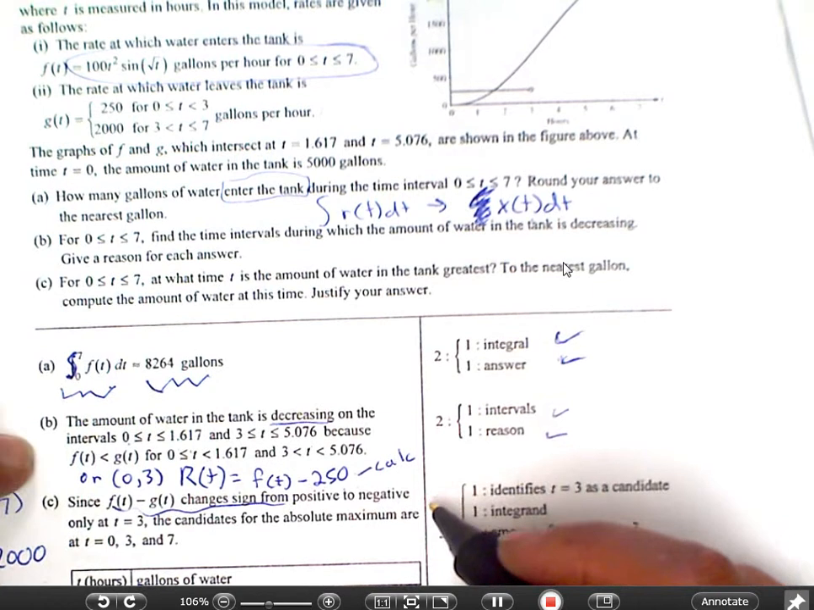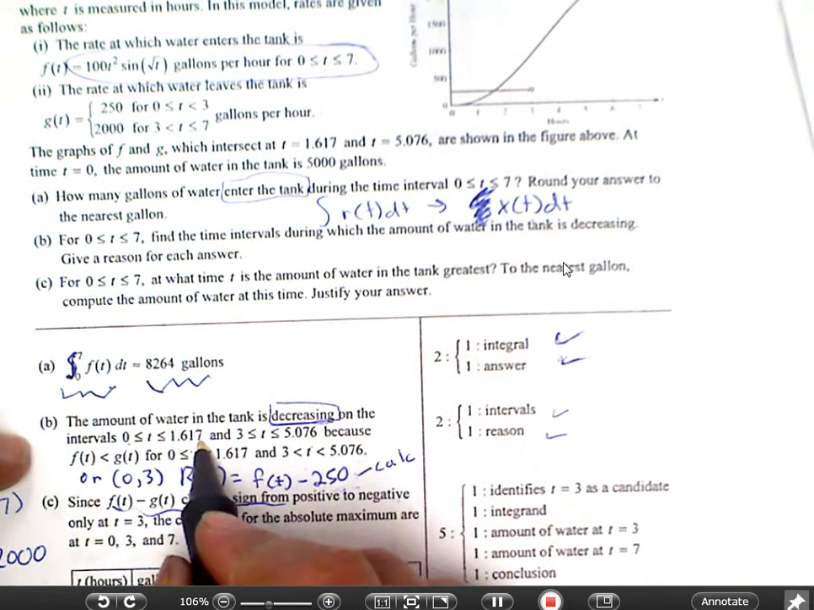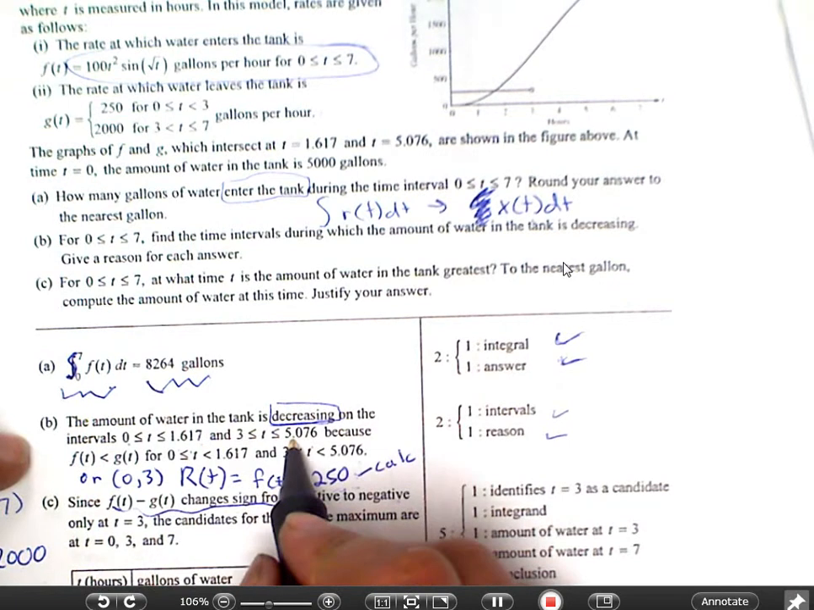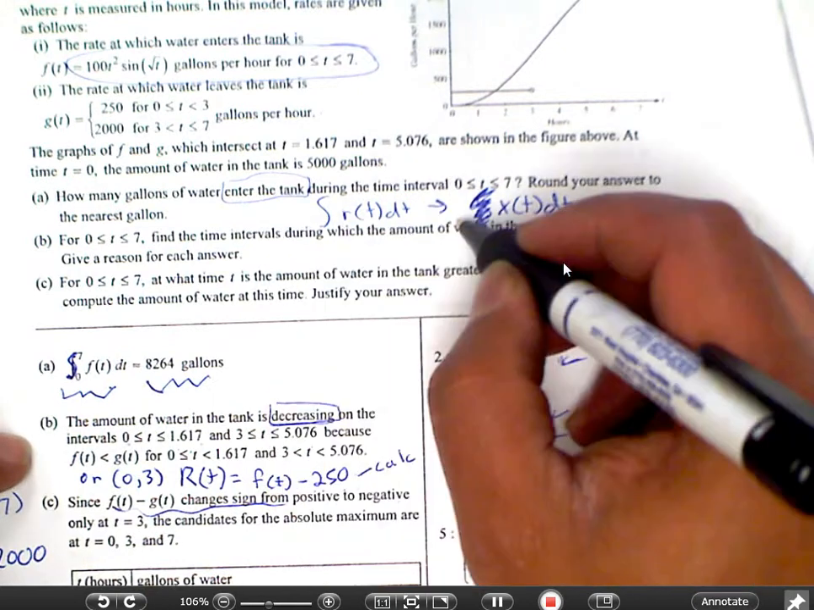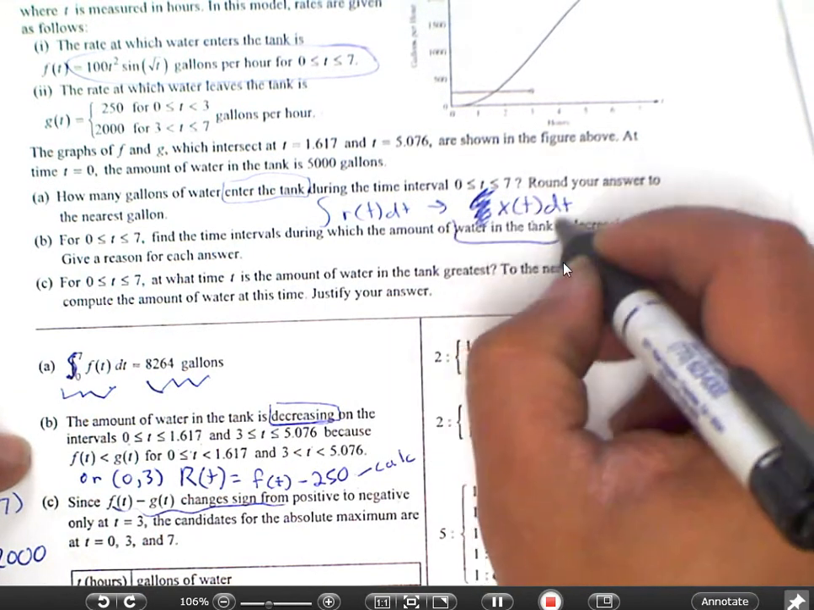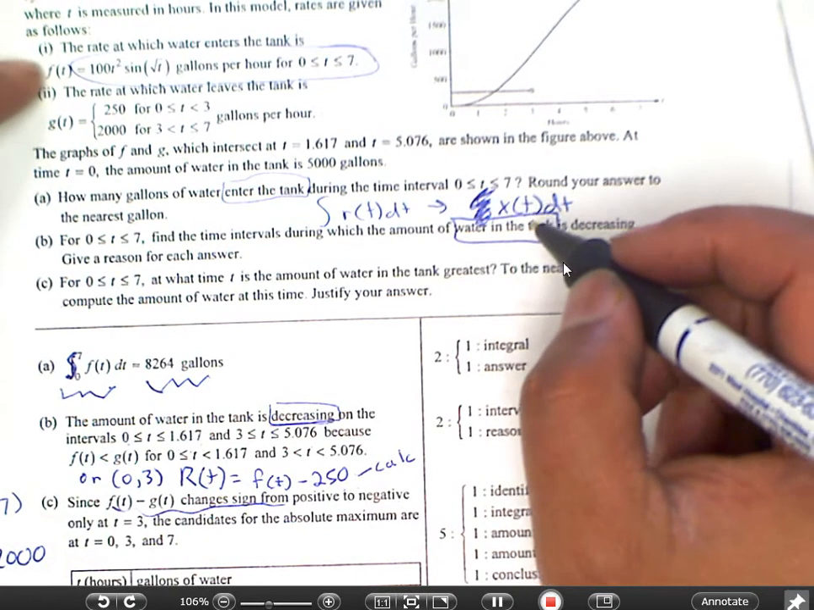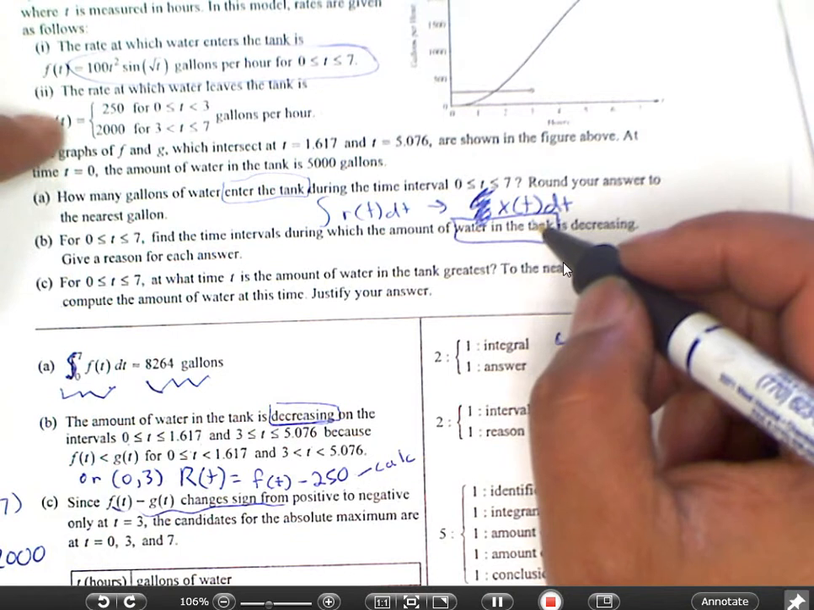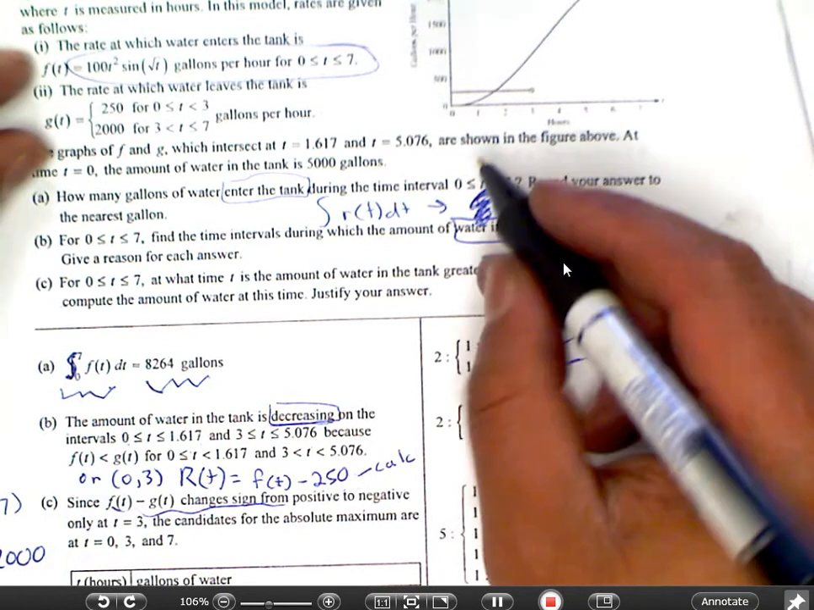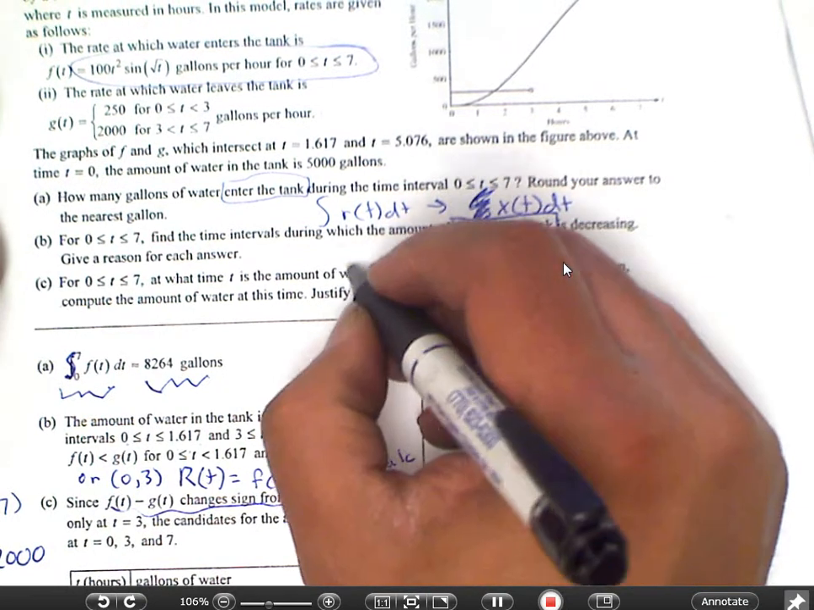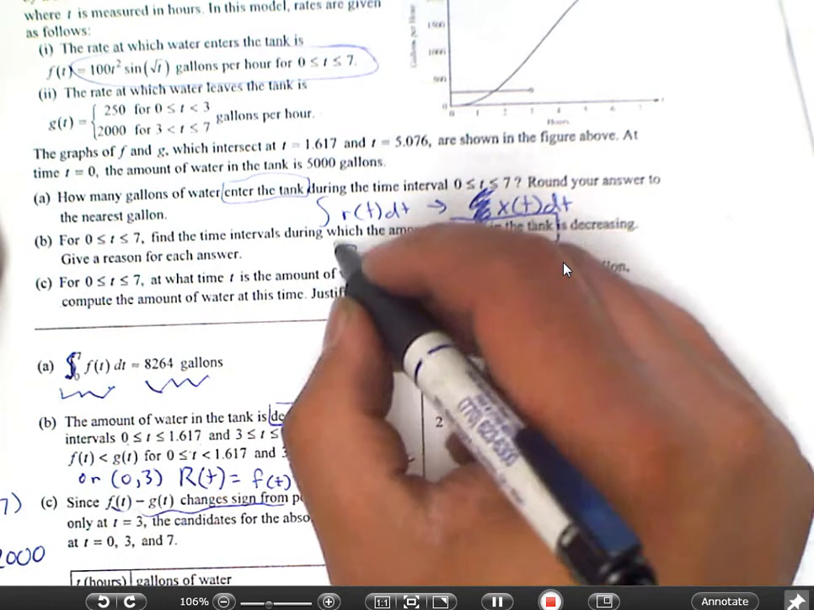Letter B, the amount of water in the tank is decreasing on those intervals and those intervals. Well, why? Because the amount of water in the tank is the rate of the inflow minus the rate of the outflow, which is the total rate in the tank. So rate of the inflow minus rate of the outflow. Okay.